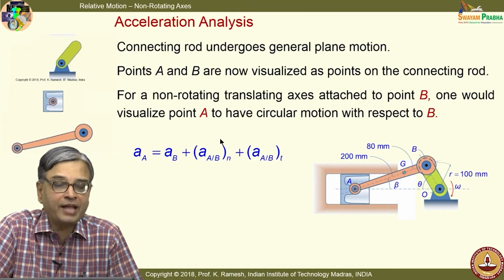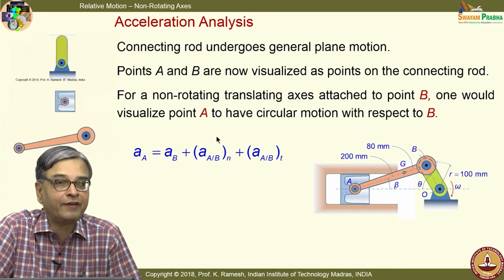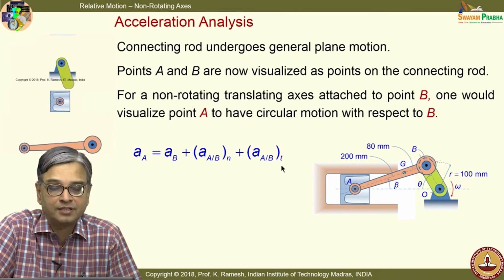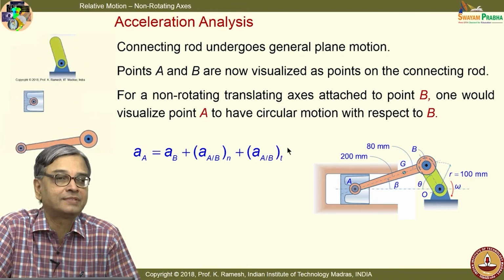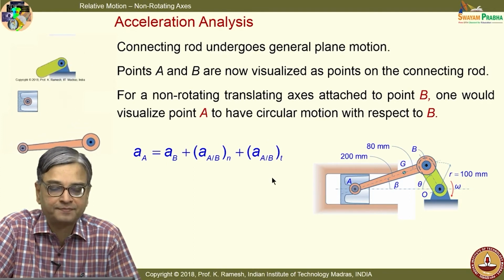Once you know omega, which we have already determined, I can find out AAB. The only catch is I have to find out alpha AB. That is what I have to find out. Okay.